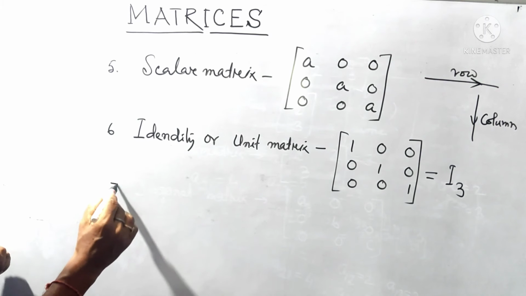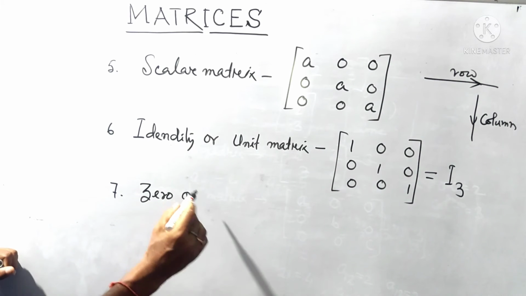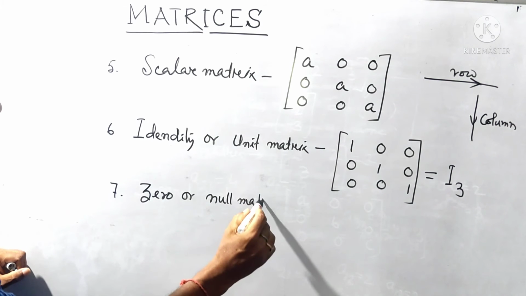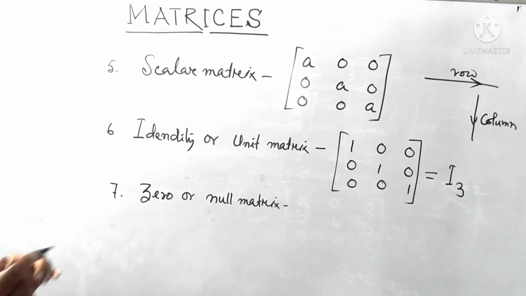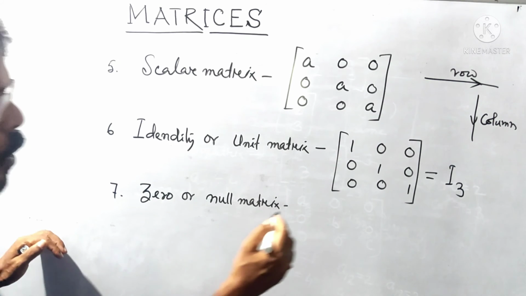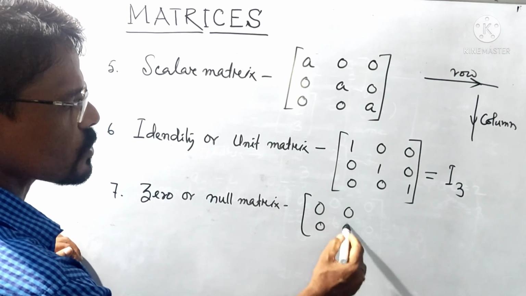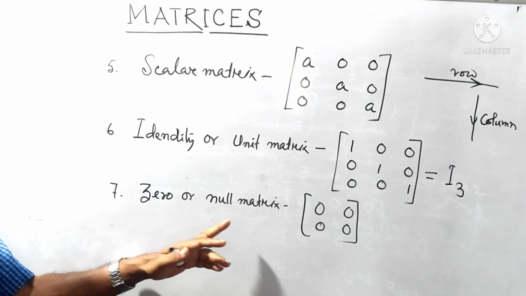Next one is zero or null matrix. This is also a matrix having all elements zero, like suppose 0 0 0 0. Whenever all elements are zero, this is called a zero or null matrix.